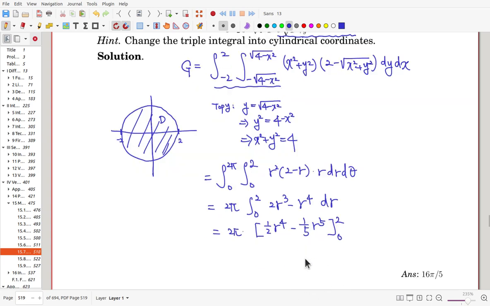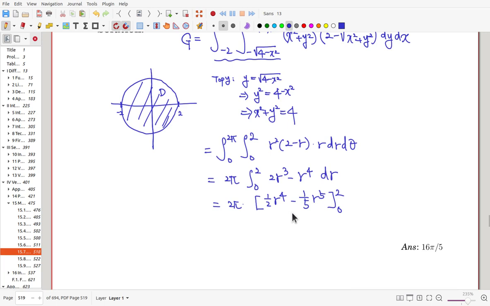Now 2 pi is the constant, and for this one, there's 16, so there's 8 minus 32 over 5. If you simplify, then you'll get the final answer here.